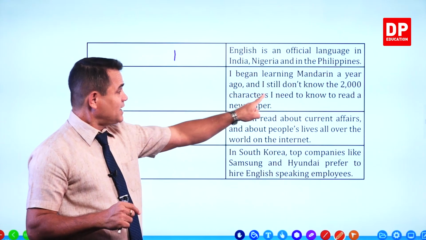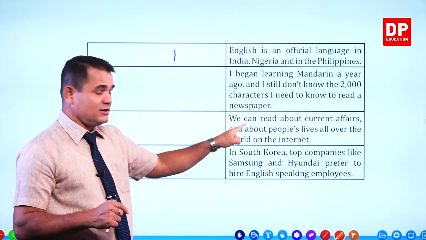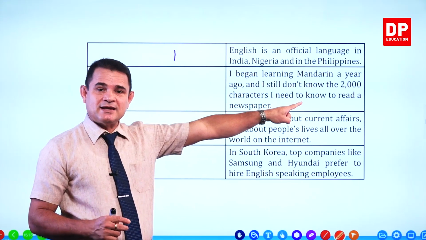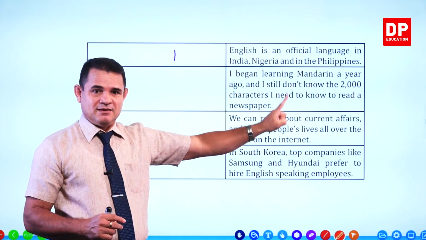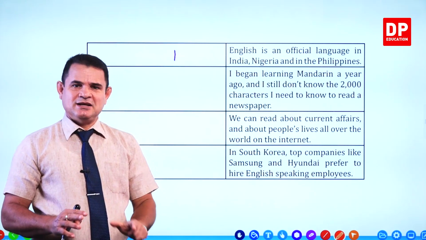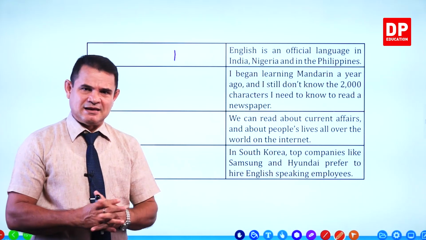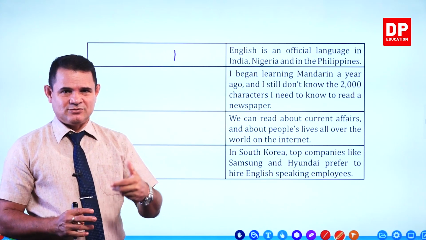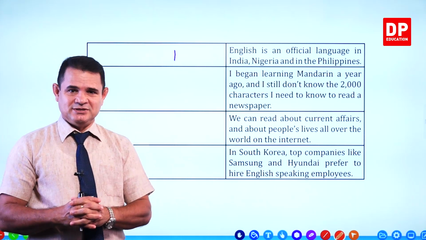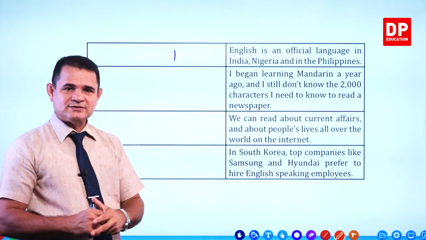What is it for? I need to know to read a newspaper. පත්තරයක් කියවන්න නම් you should know this much of characters in that language. ඒ භාෂාවේ මෙන්න මේ සංඛ්‍යාවක් දැනගන්න ඕනේ පත්තරයක් කියවන්න. So then you can understand how difficult that language is. නම් මේ භාෂාව කොච්චර අමාරු ඇතිද? එහෙම බලනකොට English language කොච්චර පහසුද? Which paragraph tells us this?